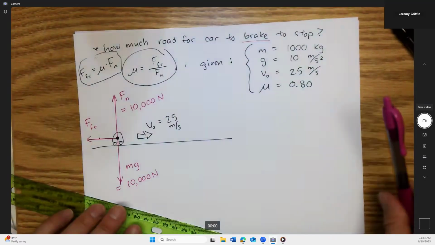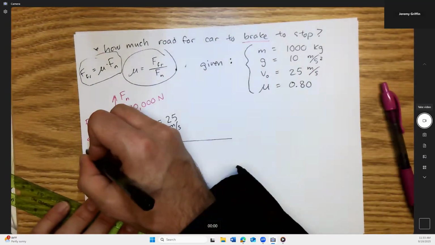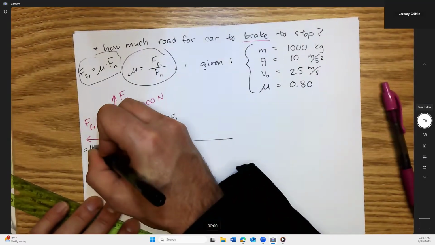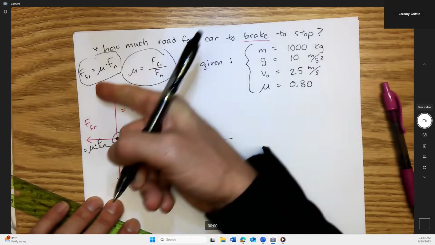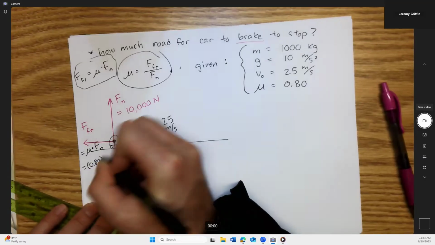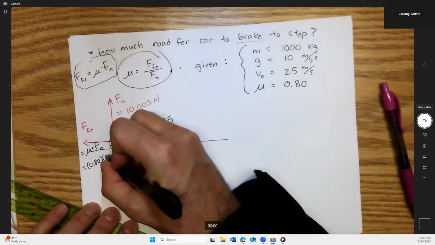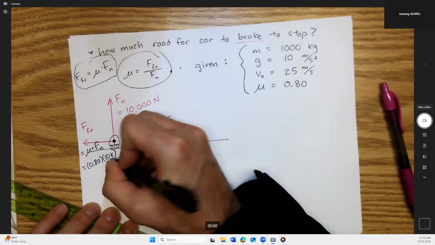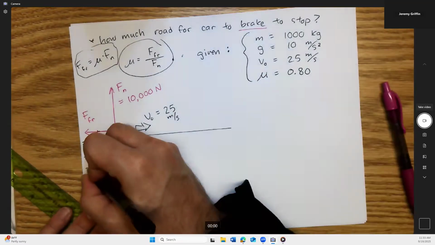Let's go ahead and solve that. Friction force, I know, is equal to coefficient of friction times normal force. That's what I just wrote right here. So I'm saying 80%, so 0.80, times the normal force of 10,000 newtons. Does that come out to what?